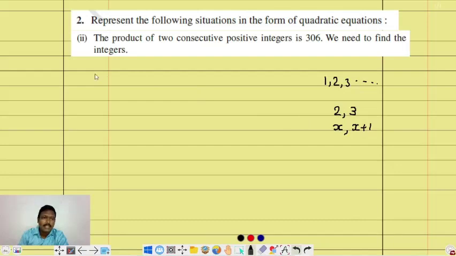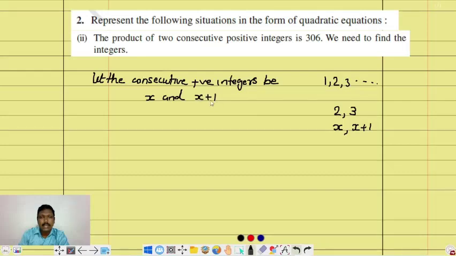So, let the consecutive positive integers be x and x plus 1. The consecutive integers you can take as x and x plus 1.